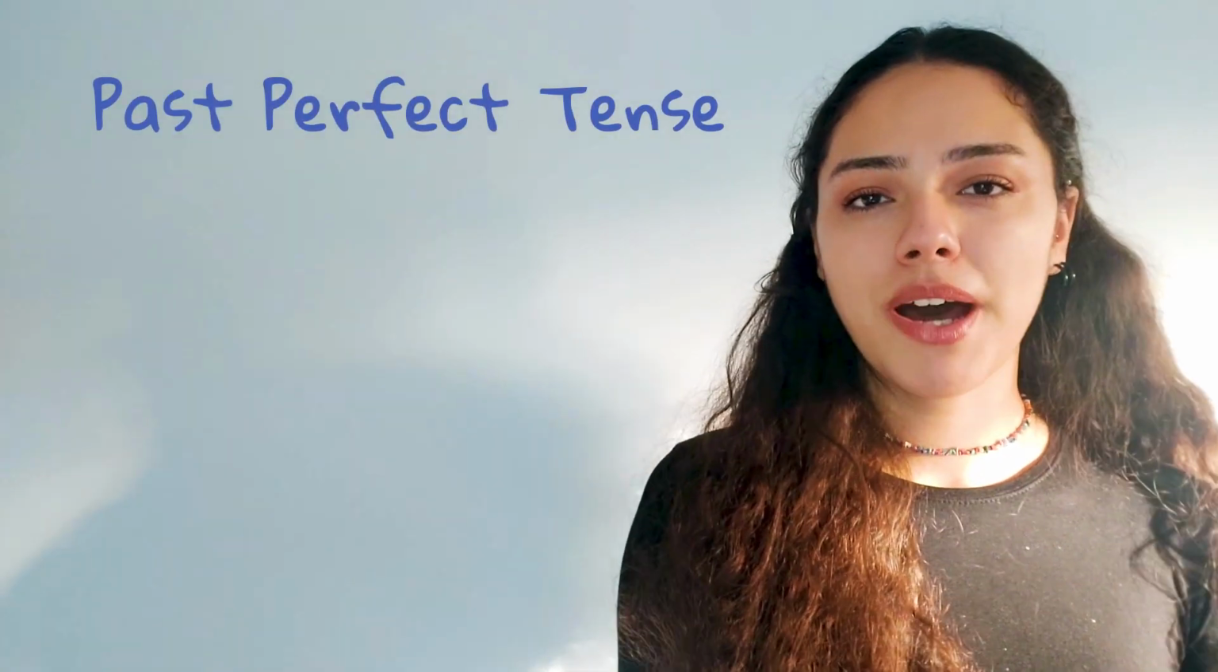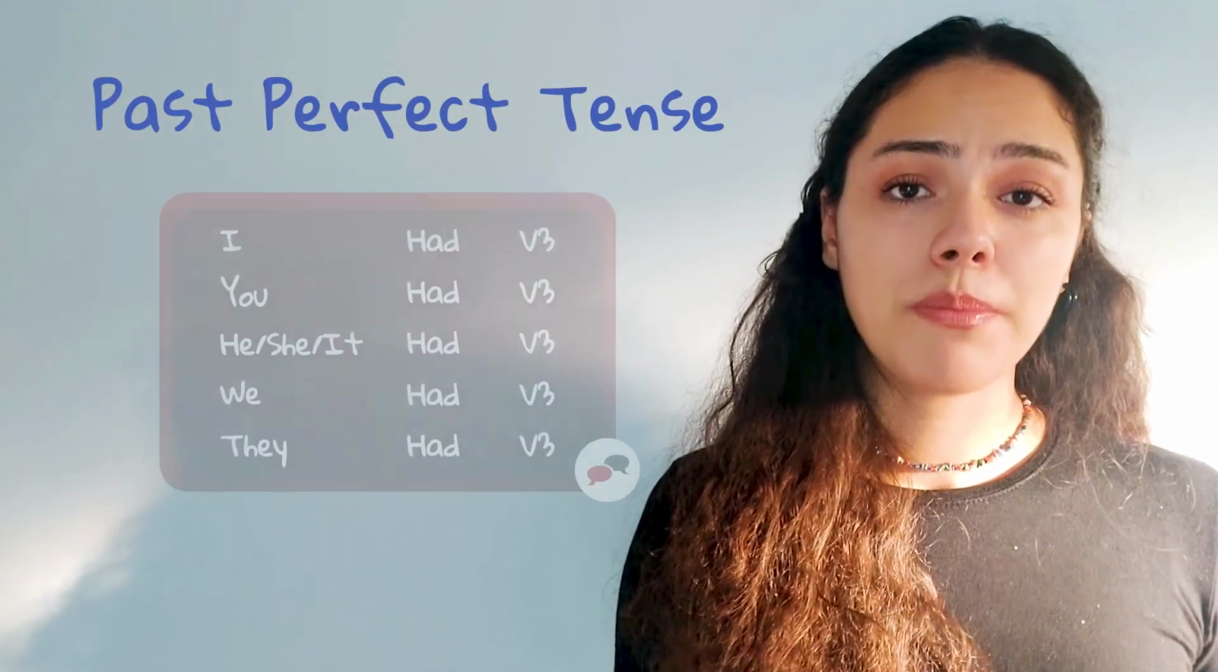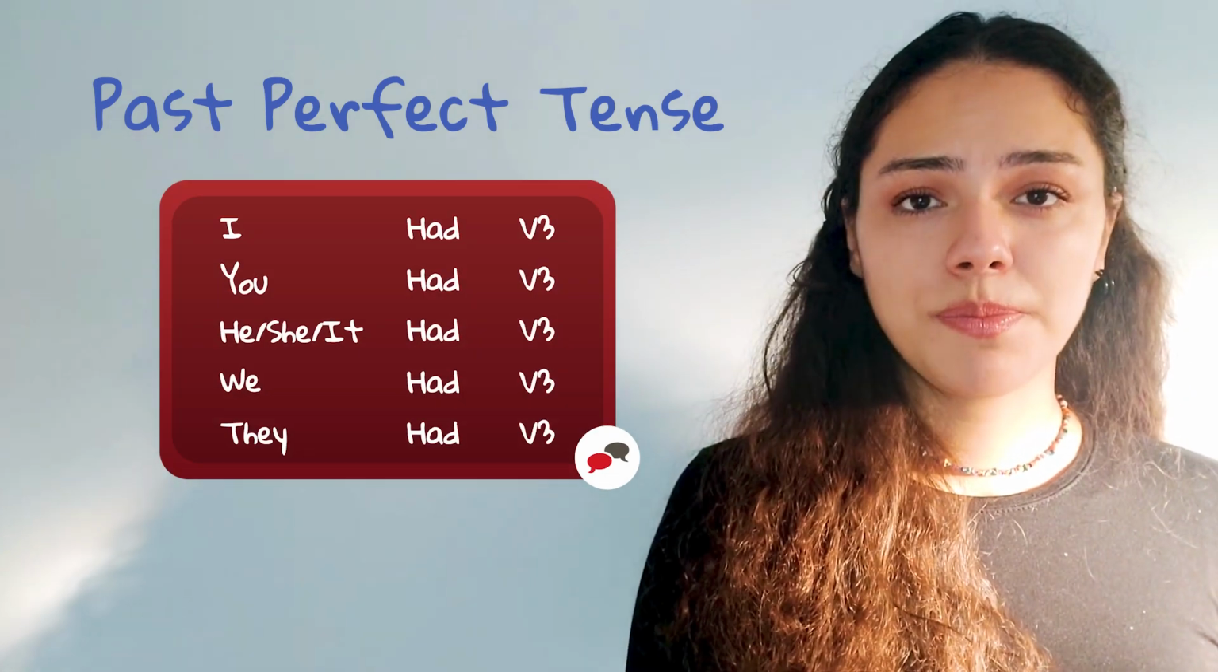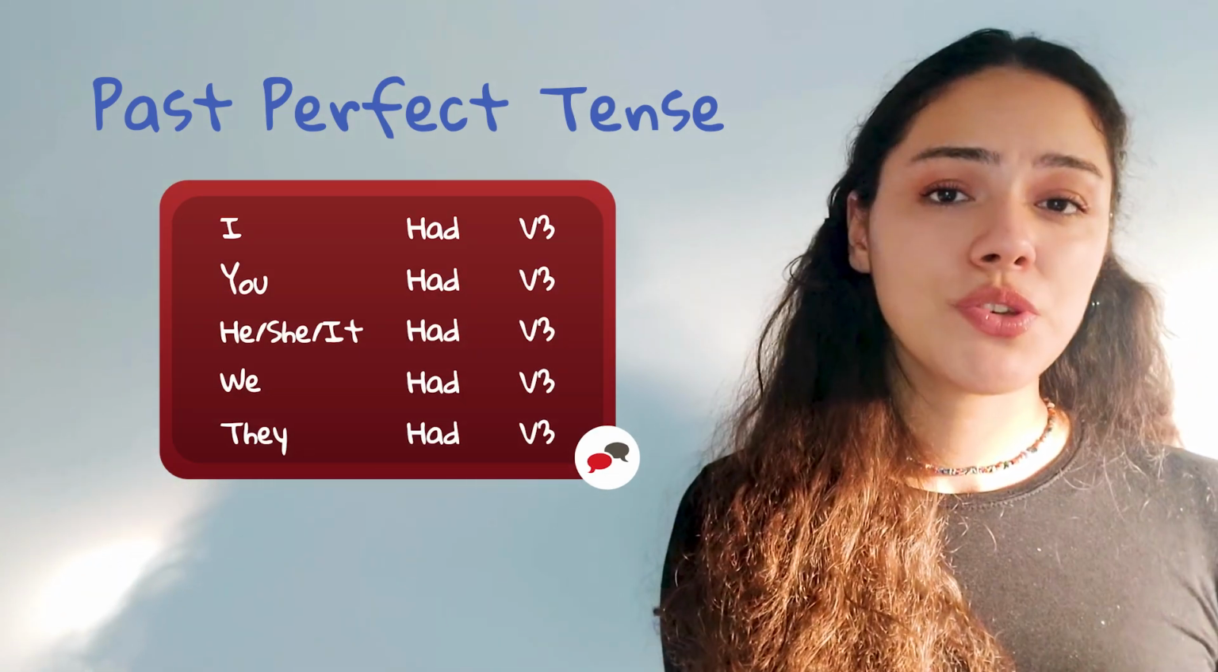And there you have it, the past perfect tense in English. Remember to use had plus past participle and be mindful of when to use it.